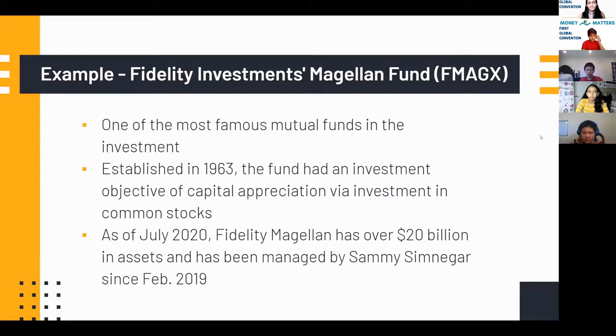Example: Fidelity Investments Magellan Fund, or FMAGX. They are one of the most famous mutual funds in investment. Established in 1963, the fund had an investment objective of capital appreciation via investment in common stocks. As of July 2020, Fidelity Magellan has over 20 billion in assets and has been managed by Sammy Simnegar since February 2019.